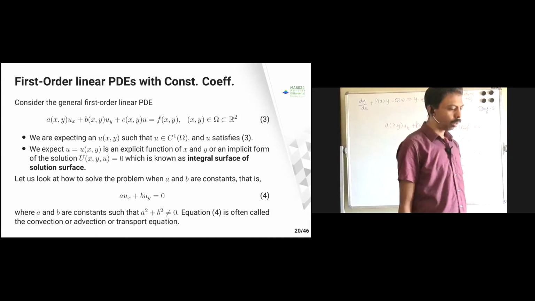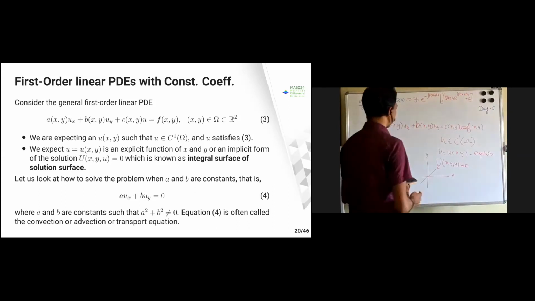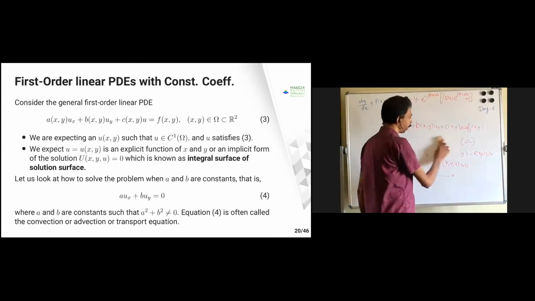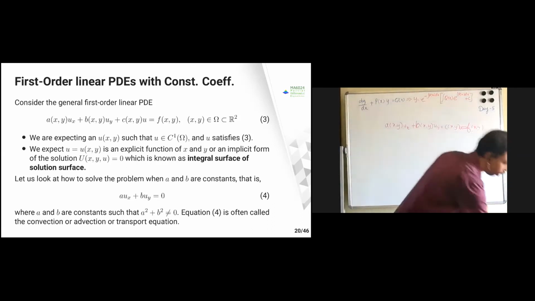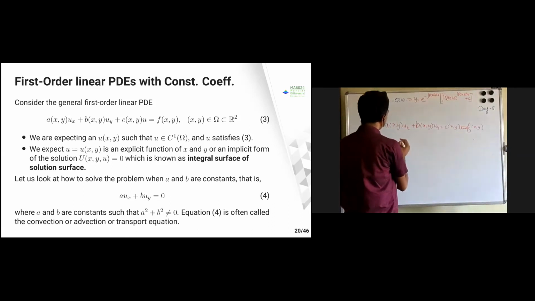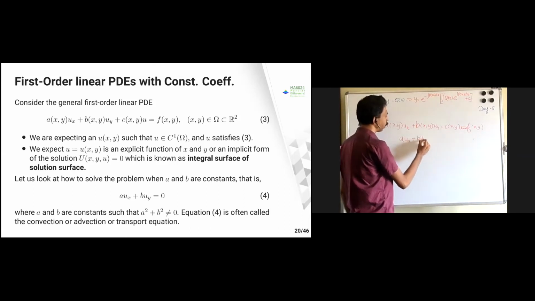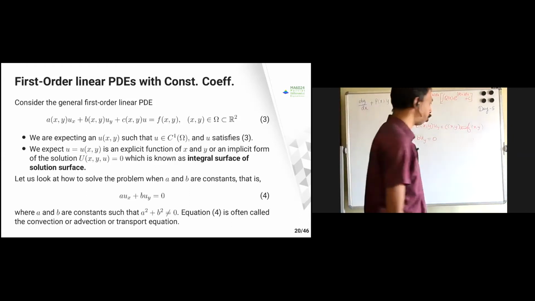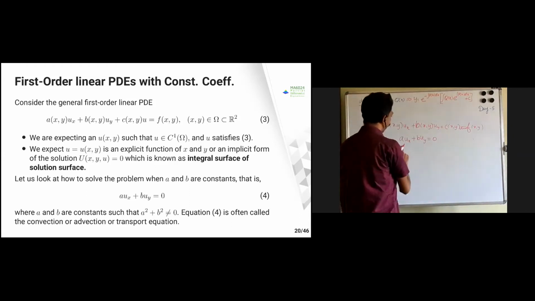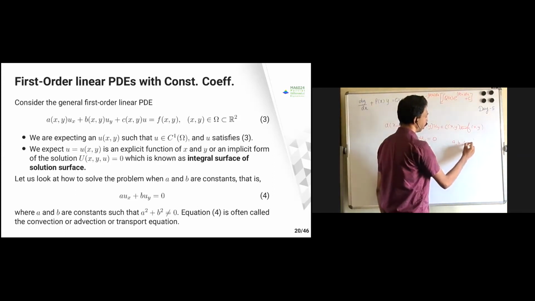Now we will go to constant coefficients. This is the general linear PDE. Now let's go to the constant one. For the constant case, I am just assuming a u_x plus b u_y equal to 0, where a and b are constants.